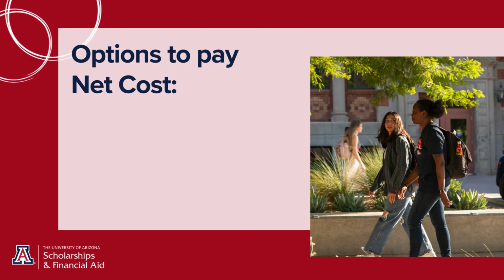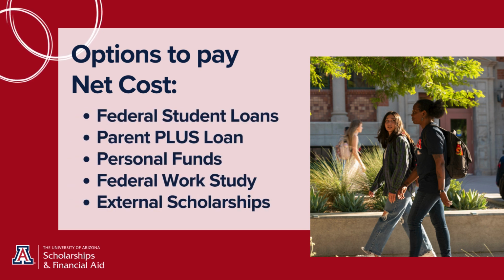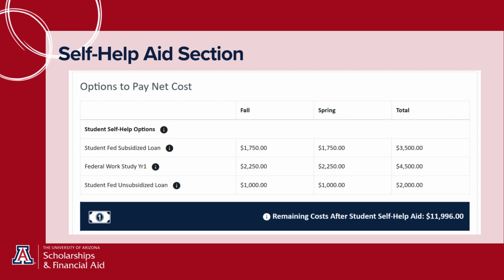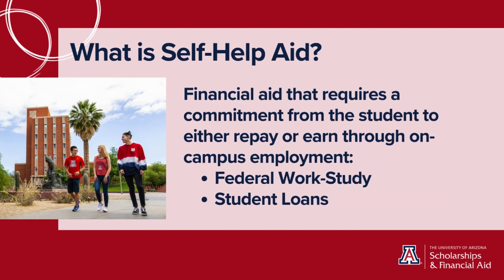Most Wildcats use a variety of sources to cover the remaining net costs, including options like student loans, a parent loan, personal savings, federal work-study income, or even other scholarship funds. For more financial aid options to cover the net costs, let's review the Options to Pay Net Cost section. This section outlines what types of self-help aid Wilma was offered. Self-help aid is financial aid that will either need to be repaid or earned through on-campus employment.